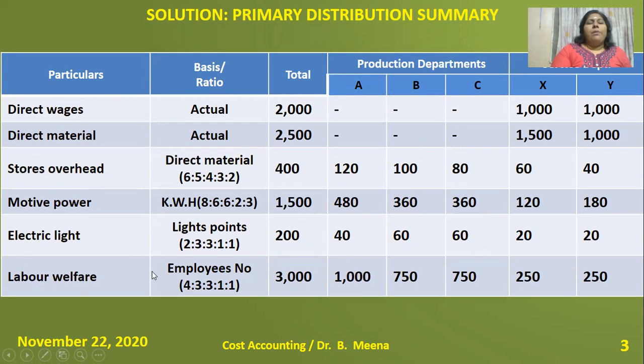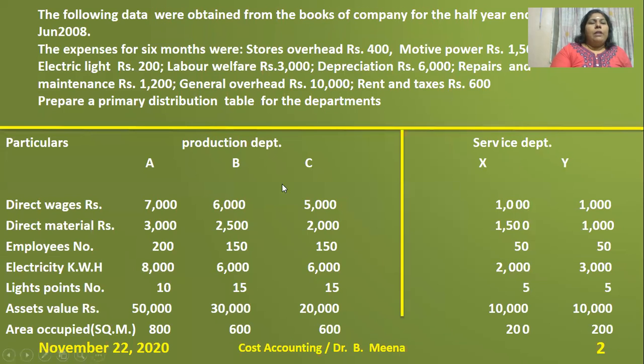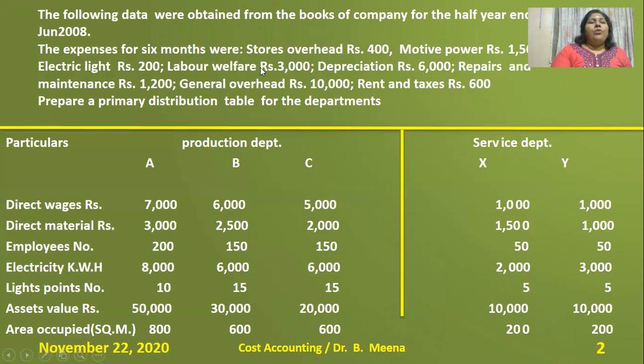Then labor welfare. I can take the basis for labor welfare as number of employees. So I'll take the ratio 4 is to 3 is to 3 is to 1 is to 1. So I can apportion 3000 on this basis. I will get 4 by 12, 3 by 12, 3 by 12, 1 by 12, 1 by 12, which means I'll get these values.